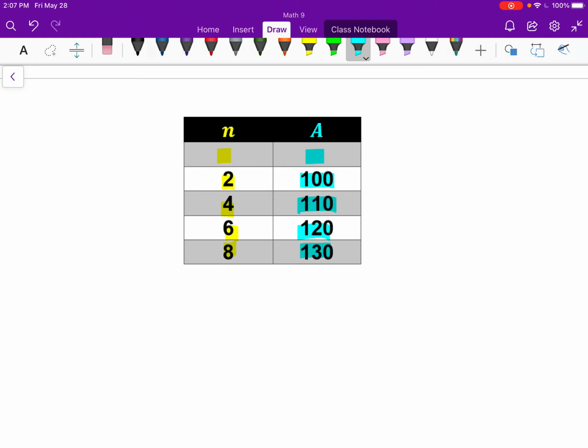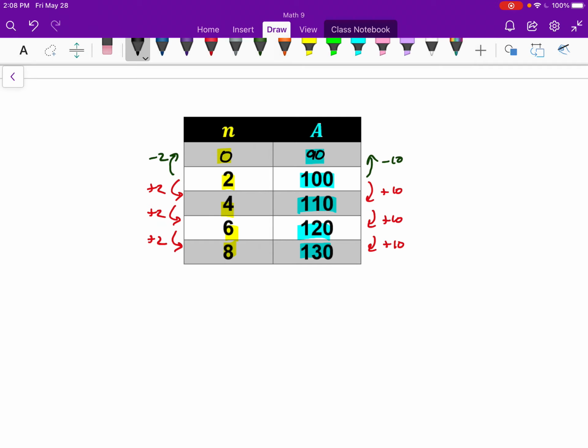That said, if I see the pattern here, this is going up by 10 every time. This is going up by 10 as this goes up by 2. OK, so I can see the pattern in one way. That's important. But next, let's figure out what happens when I have a 0 here. Which means, well, if I'm going this way, I want to subtract 2. Which means if I go this way, I want to subtract 10. Which means this must be 90. So there's my starting amount. When n is 0, a is 90.